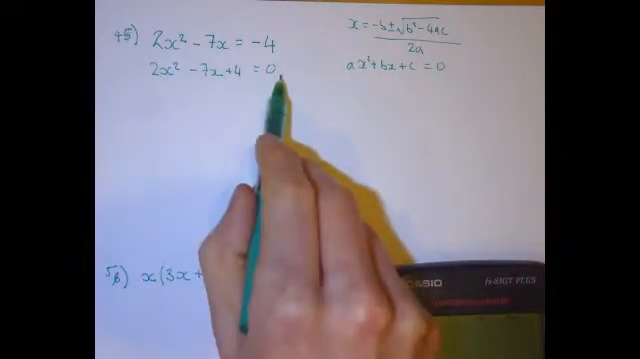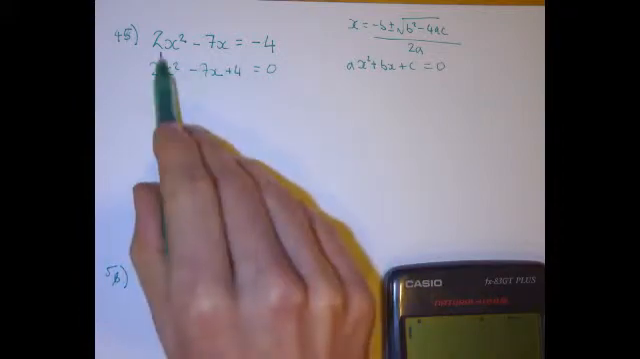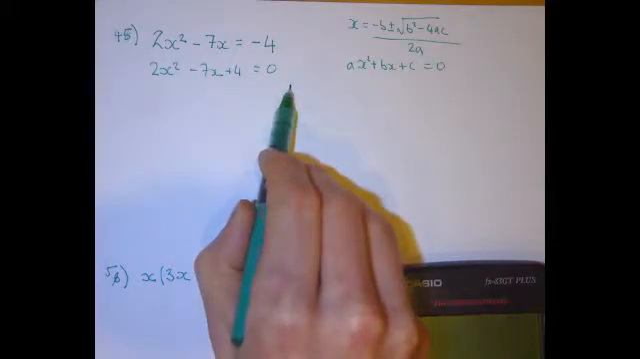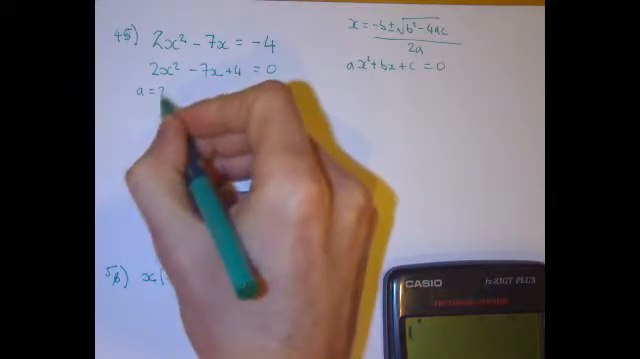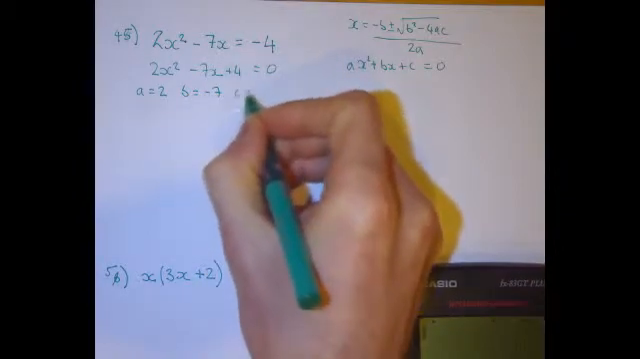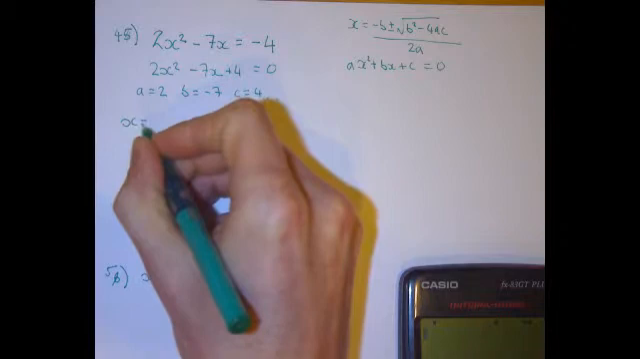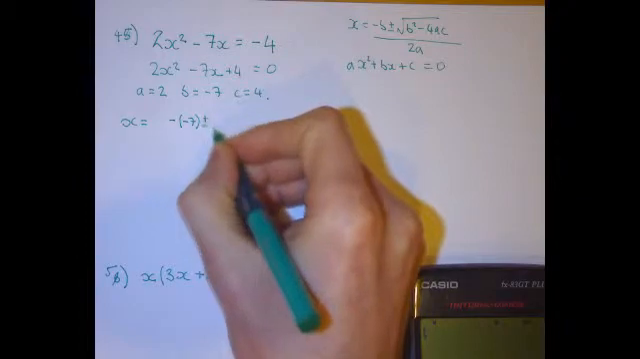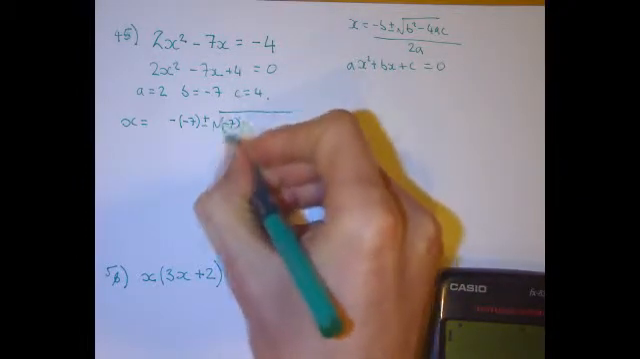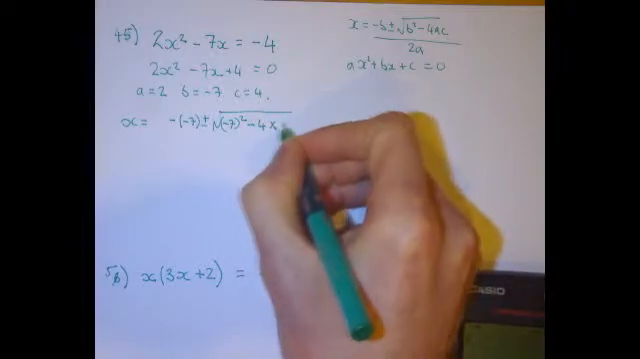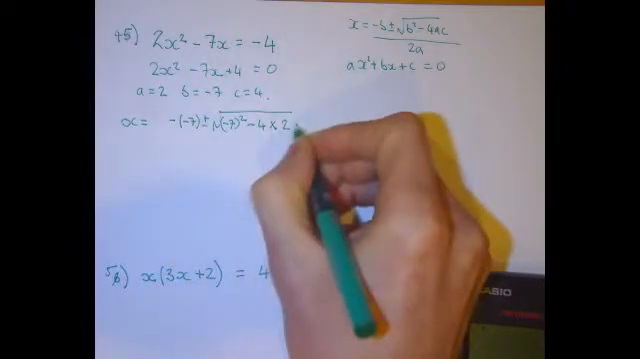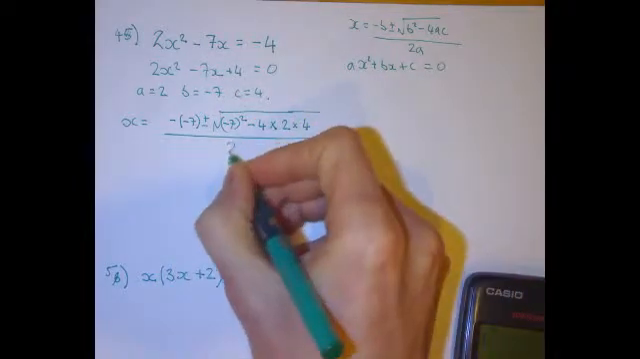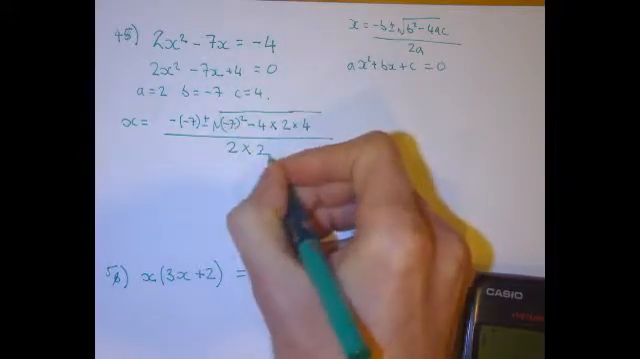That's a crucial step. And this is one that examiners have got wise to recently, and they keep giving this type of question now, so that you know you've got to make that first stage of getting it equal to 0. Okay, so now a equals 2, b equals negative 7, and c equals 4. So x equals minus b, so minus negative 7, plus or minus the square root of negative 7 squared minus 4 times a, in this case a is 2, times c, 4, all divided by 2 times a, which is 2.